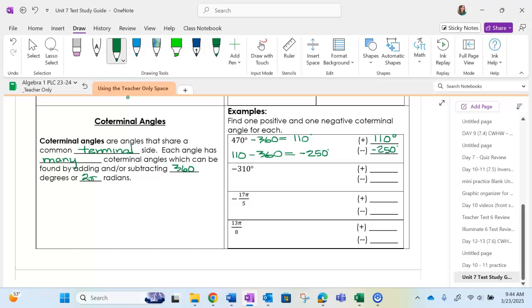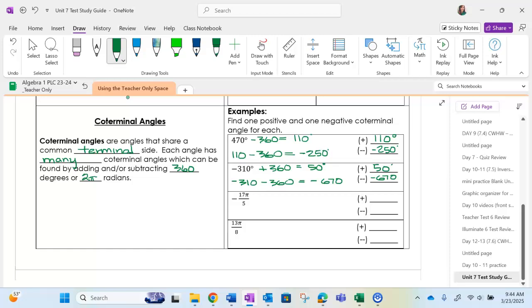All right, negative 310. This time I'm going to add 360, and I get positive 50 degrees. That is the positive one. If I subtract 360, I get negative 670. Now I have one positive one and one negative one. Please be very careful with that.